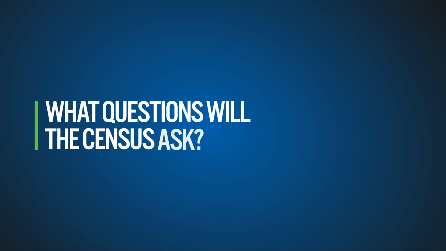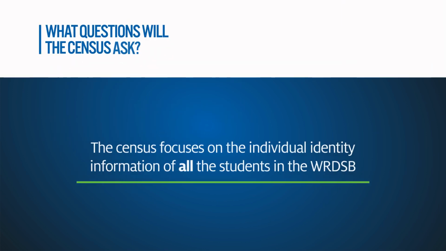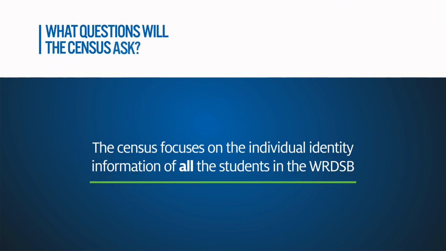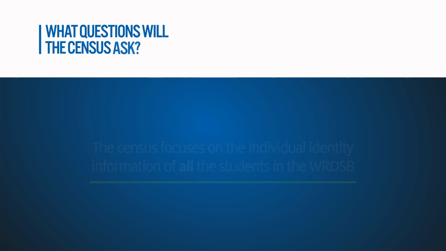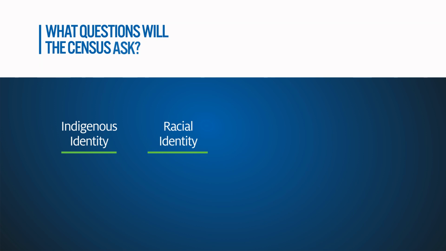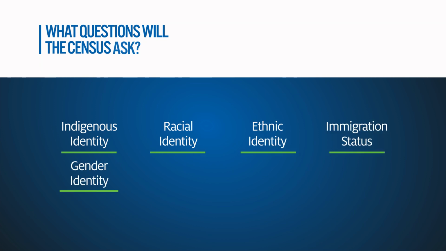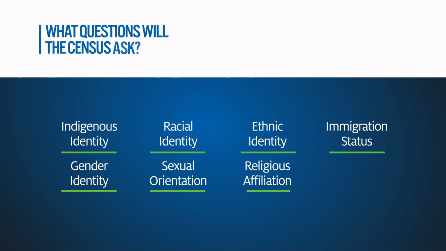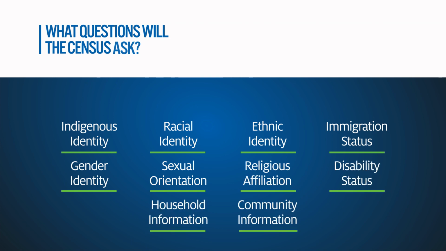What questions will the census ask? The census focuses on the individual identity information of all the students in the WRDSB. The questions will ask about Indigenous identity, racial identity, ethnic identity, immigration status, gender identity, sexual orientation, religious affiliation, disability status, and household community information.